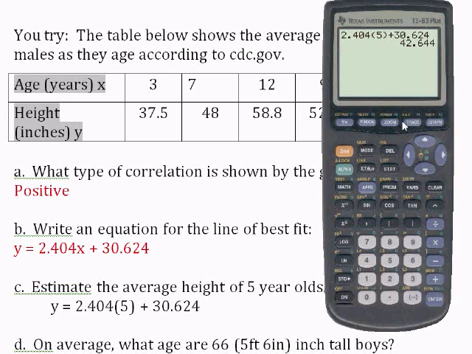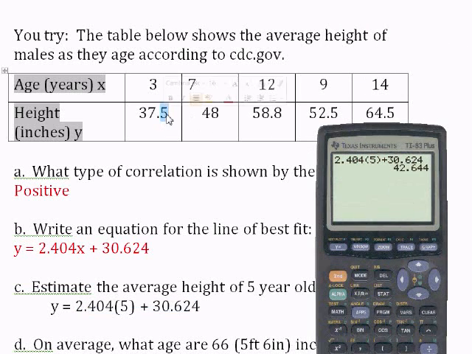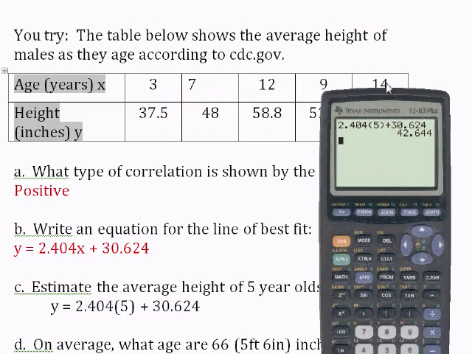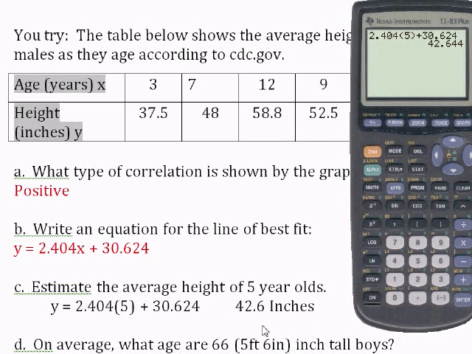Now here's where you have to make a judgment call. The height, since all of the answers were in just one decimal place, that means when I write my answer, I'm probably going to write my answer in just one decimal place. So I'm going to go 42.6 inches. So the average 5-year-old, according to cdc.gov and our regression model we got from that, should be 42.6 inches tall, roughly.